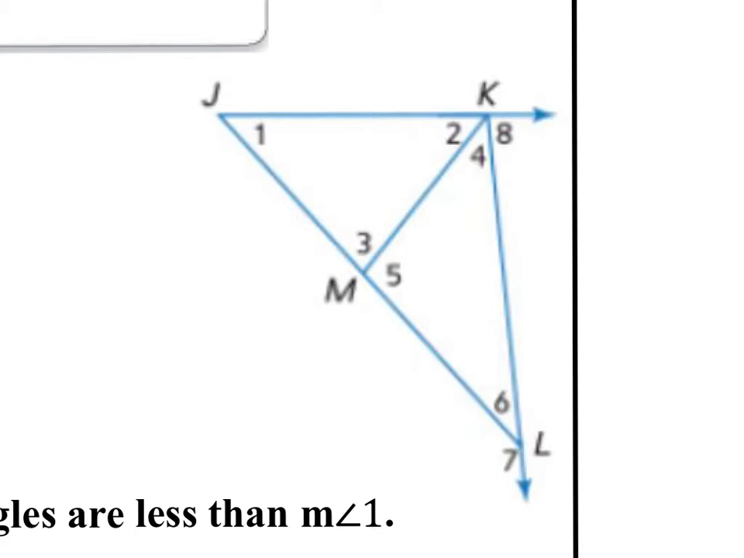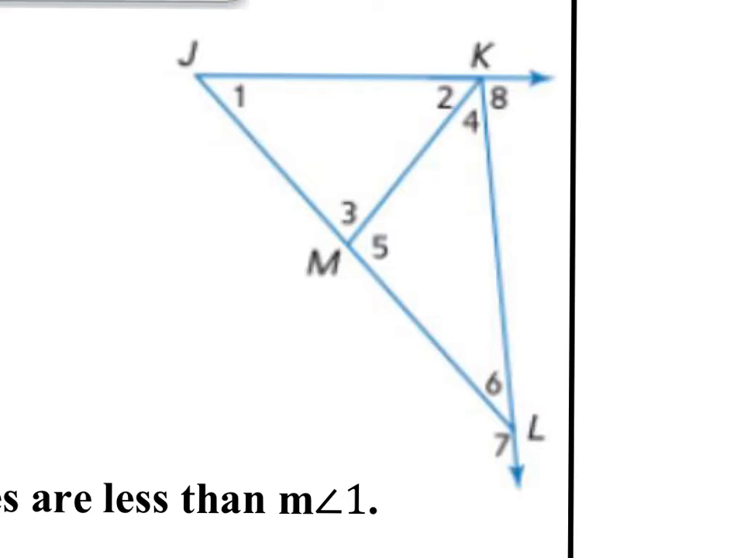Okay, so in this figure, I'm going to identify the angles that are less than angle 7 and then the angles that are greater than angle 6. So if we look at it from angle 7's perspective first, angle 7 is an exterior angle of two triangles here. It's an exterior angle of the big triangle, the JKL triangle, and it's also the exterior angle of the MKL triangle right there. But it's not going to be an exterior angle of, say, the JKM triangle.